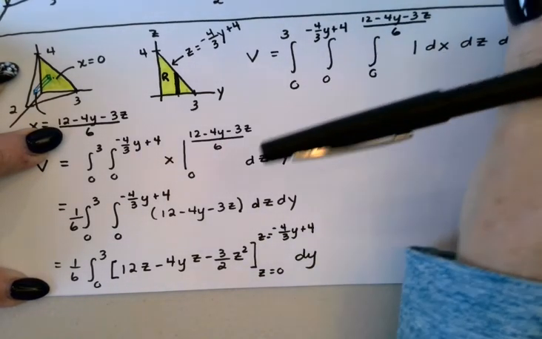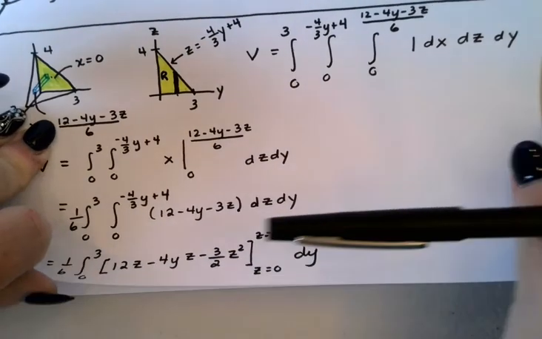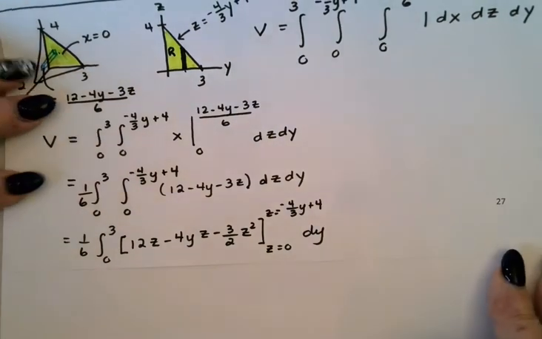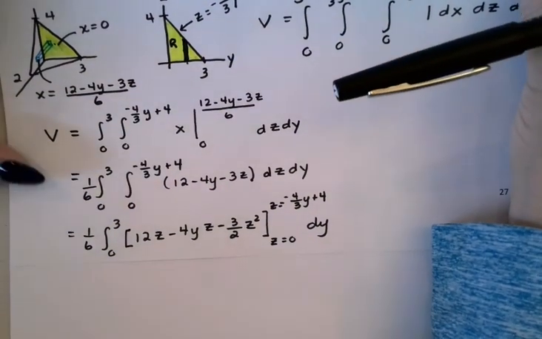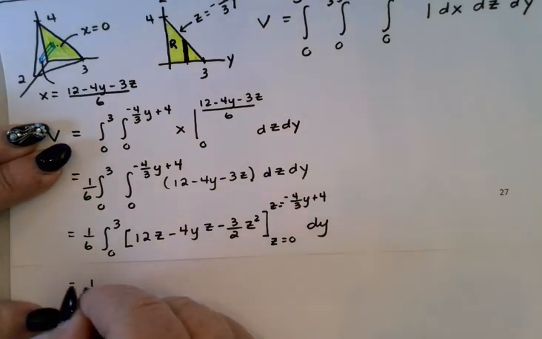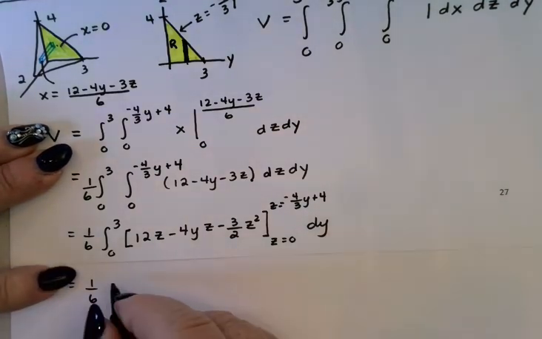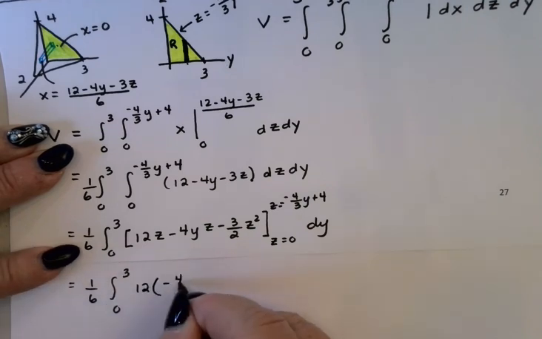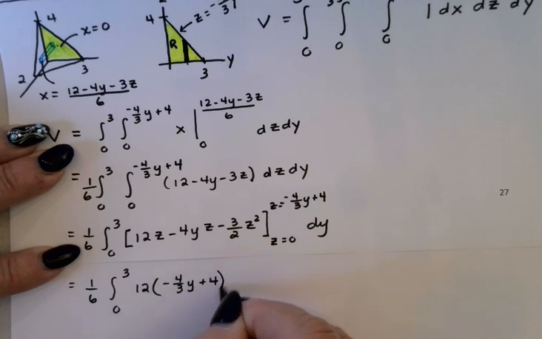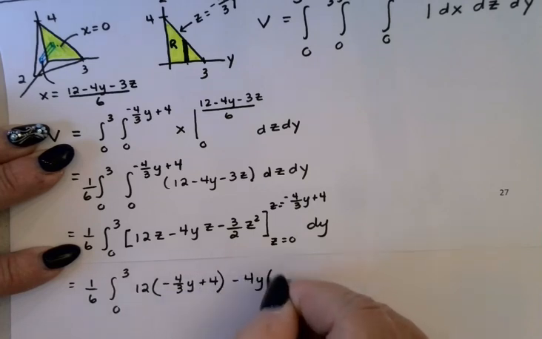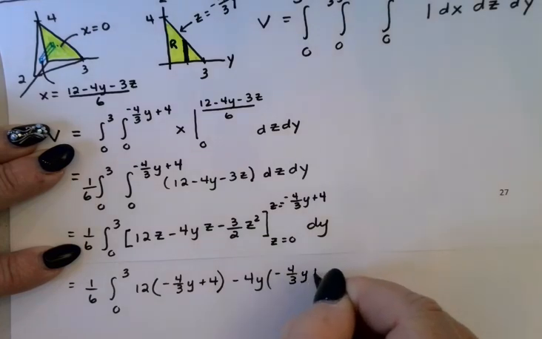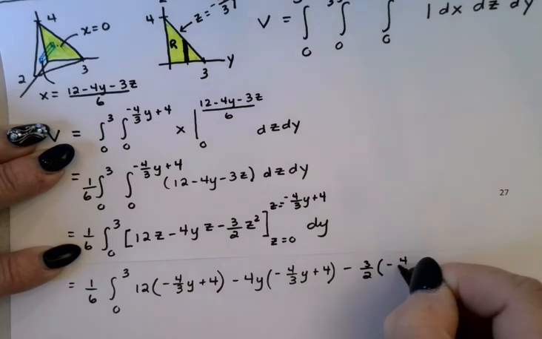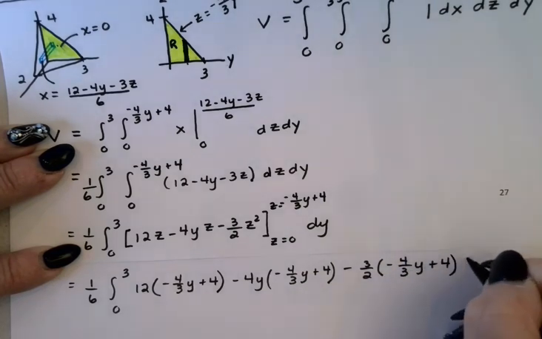And I'm going to cheat a little bit and go on to another sheet of paper because I'm running out of space. Sorry about that. All right. So I have 1/6 times the integral from 0 to 3 of 12 times this upper z value, minus 4y times the same thing, minus 3/2 times the negative 4/3 y plus 4 squared.